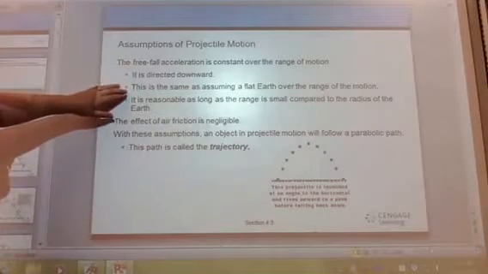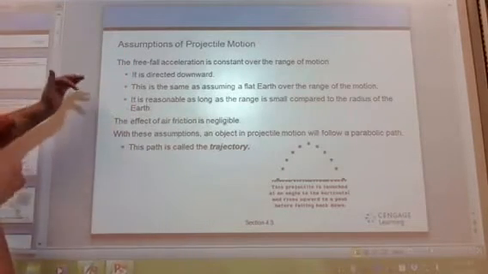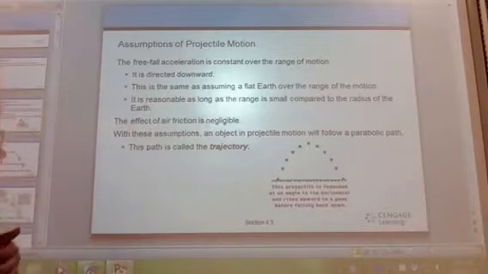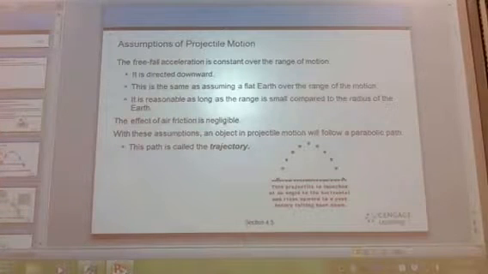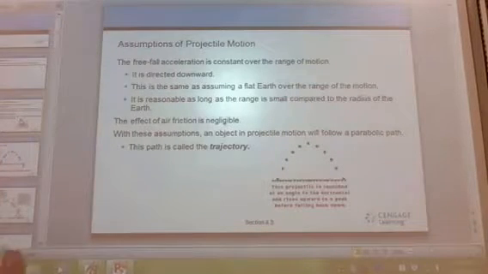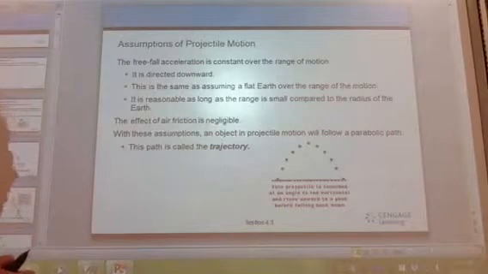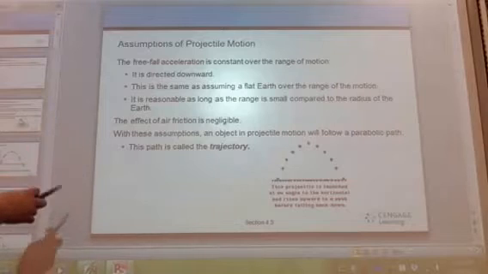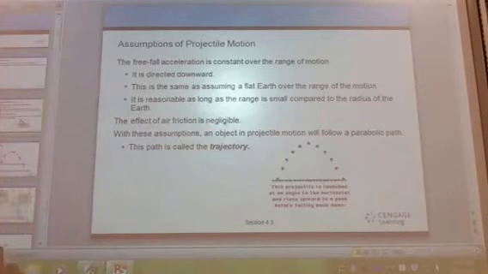Saying this is also the same thing as assuming that over that range of motion that the object is moving, the Earth is flat there. And when we're doing these projectile motion problems, that's a reasonable thing to do as long as the range that the object is moving is small when compared to the radius of the Earth, okay? So our first assumption is that acceleration is constant, it's gravity, it's directed downward, and it has a magnitude of 9.8 meters per second squared.